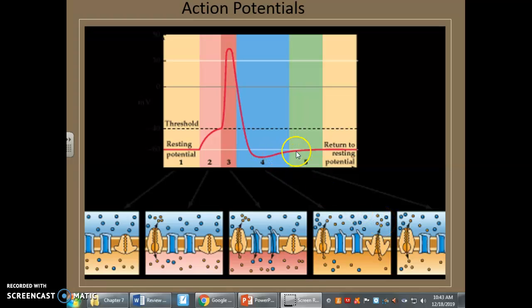And then the return to resting potential, which we said was stage 4, is when our sodium-potassium pumps get busy. They take sodium out of the cell, so there's a higher concentration outside the cell, and then pump potassium back into the cell to reestablish negative on the inside, positive on the outside, with more sodium ions on the outside and more potassium ions on the inside.